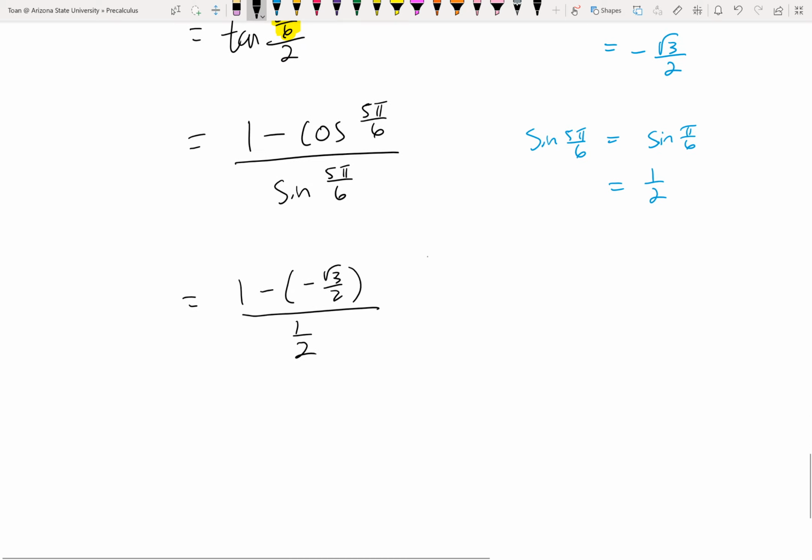And then you just go ahead and simplify that, right? So the minus minus becomes a plus, and dividing by 1/2 is the same thing as multiplying by 2. So we get 2 plus radical 3 is the exact value.